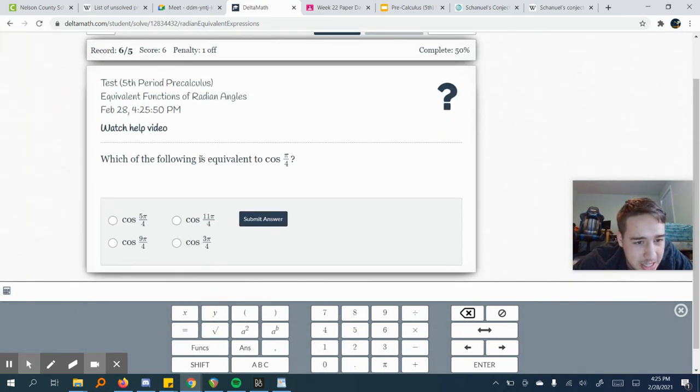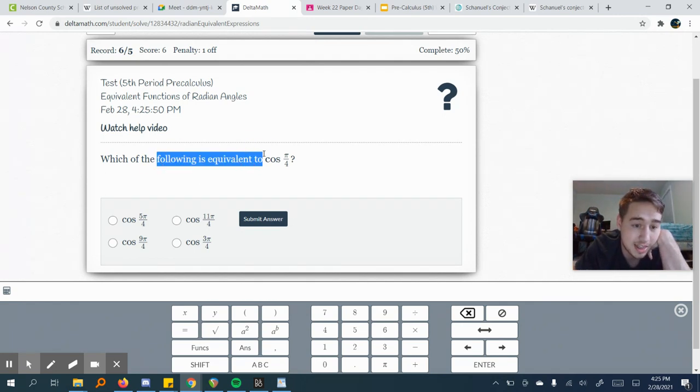Now, other times it'll ask you which is equivalent, and you can use either of the same methods to get there. I honestly think it's faster once you get it down to do the first thing where you do the reference angle and the sign check than to plug these into a calculator.